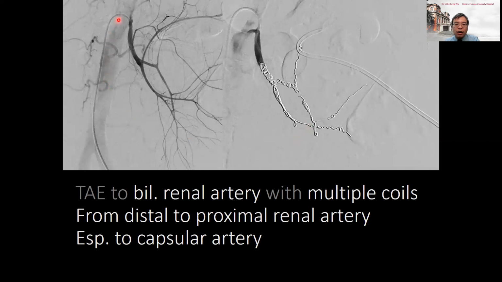We did the renal artery embolization with multiple coils. We followed the suggestions from Dr. Obala, and we embolized from the distal to proximal renal artery, especially we needed to embolize the capsular artery to make the effect of TAE more significant.